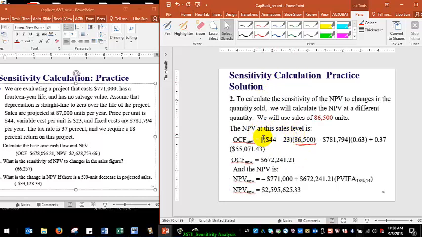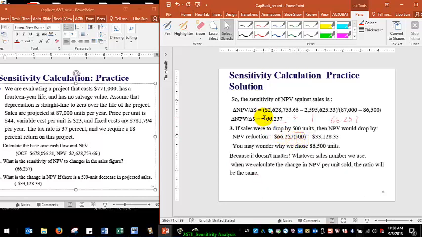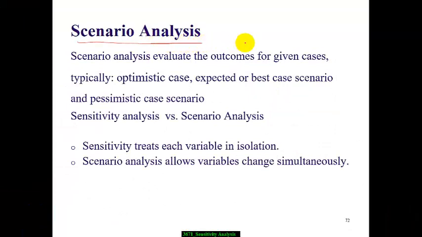To summarize again, what we're going to do for the sensitivity is find out the base case number, pick a new number for the underlying variable, then repeat and get the net present value of the new case, then conduct sensitivity. Next, we're going to talk about scenario analysis.